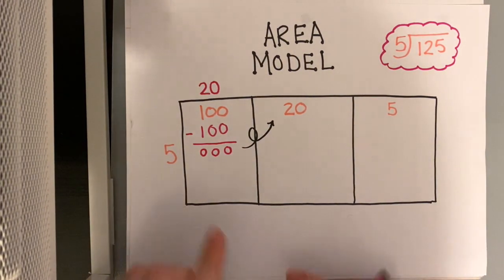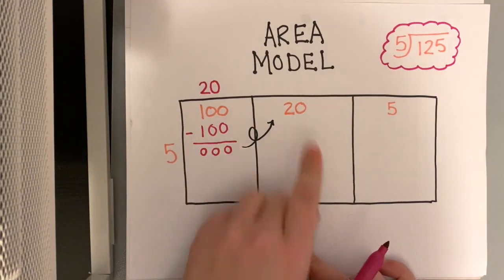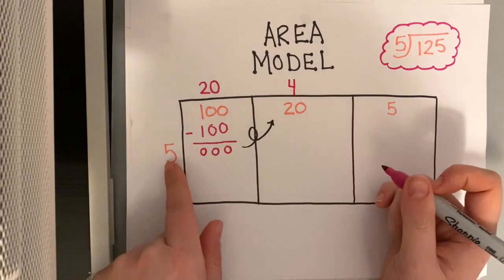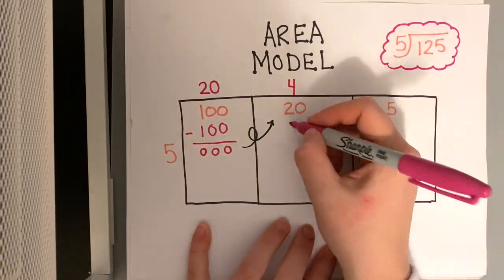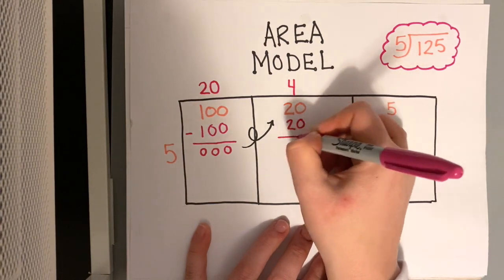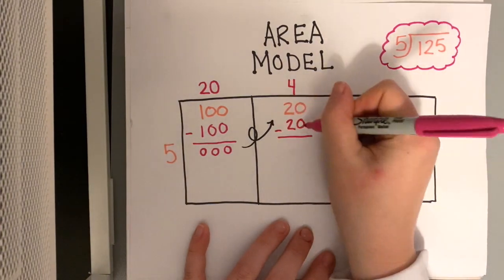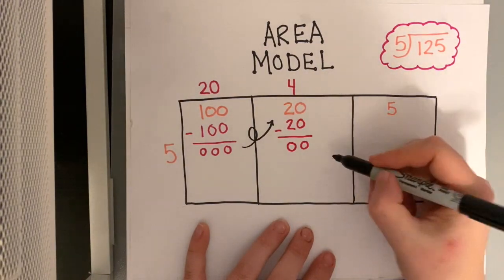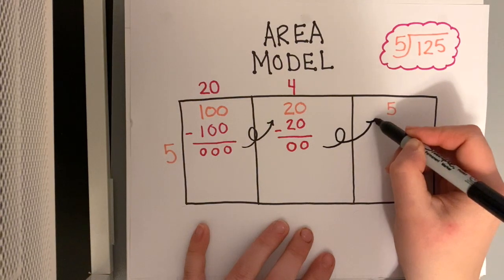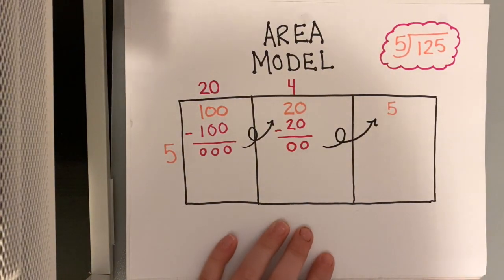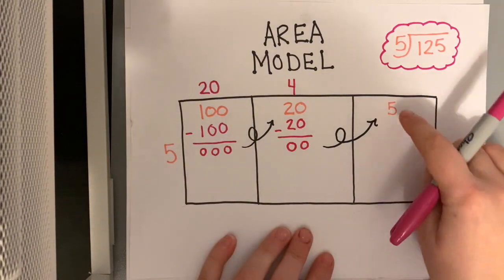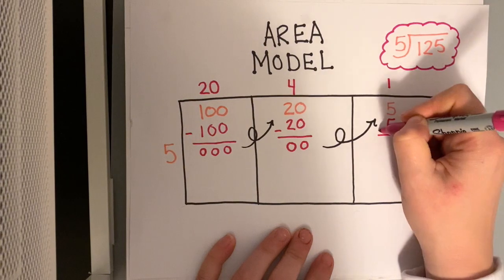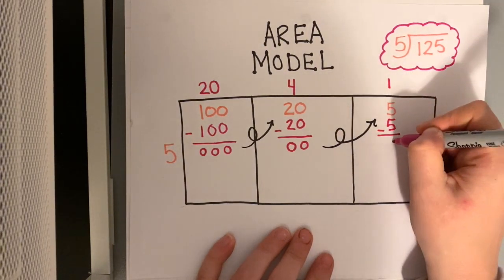Now, how many times does 5 go into 20? 5 goes into 20 4 times. 5 times 4 is 20. Minus that, 0 minus 0 is 0, and 2 minus 2 is 0. I have nothing to carry over again. Now, how many times does 5 go into 5? Well, it goes in once, and that equals 5. I'm going to do the same thing: 5 minus 5 is 0.